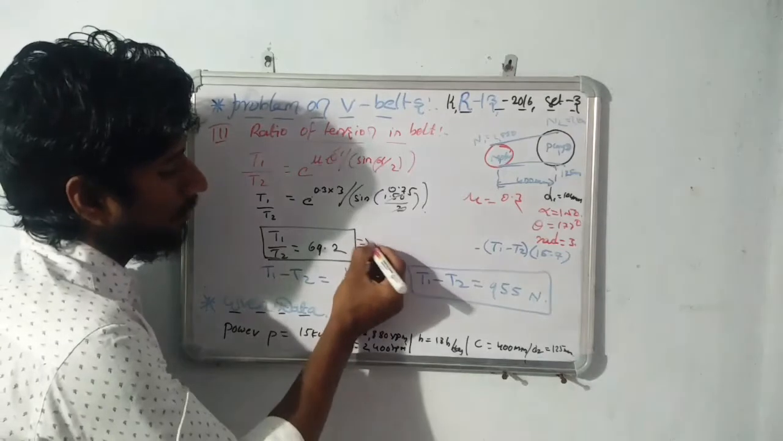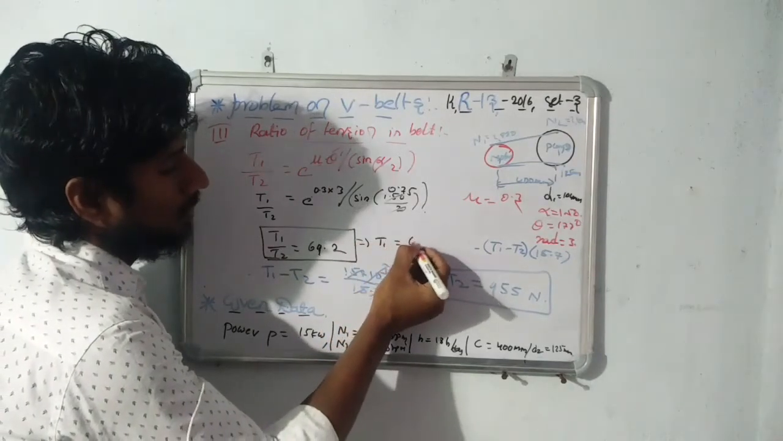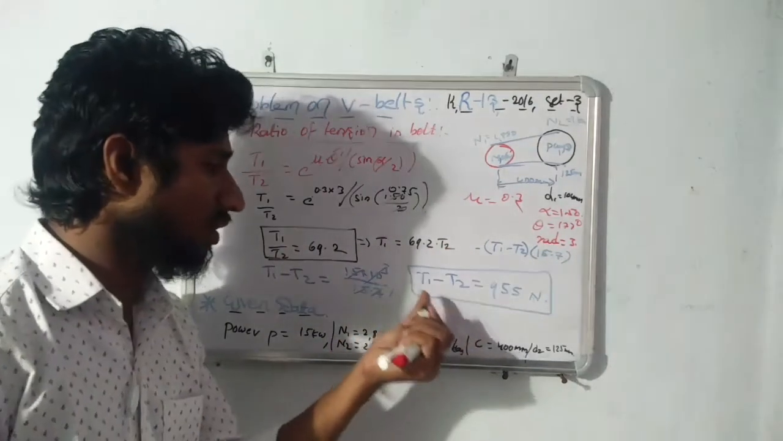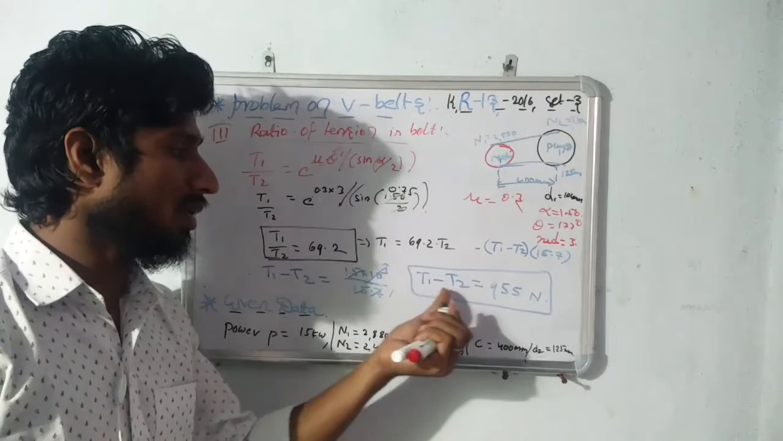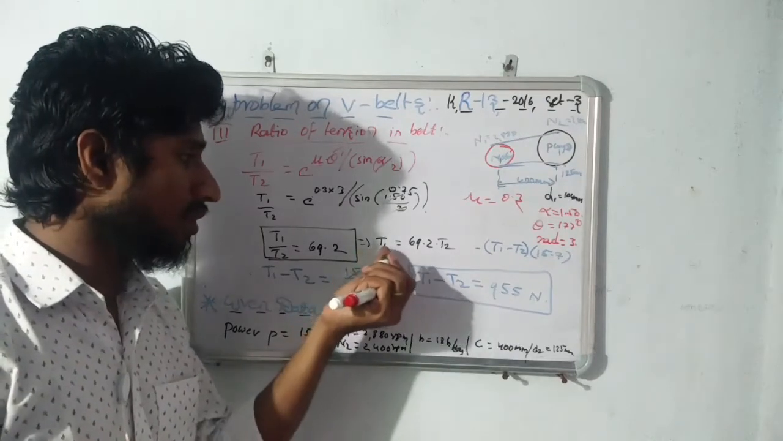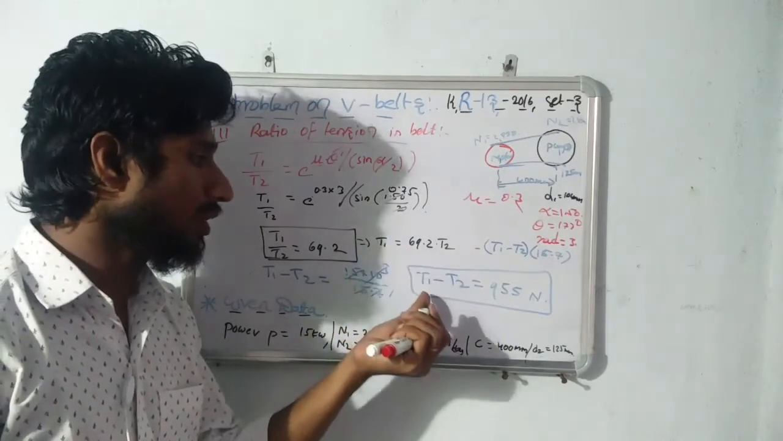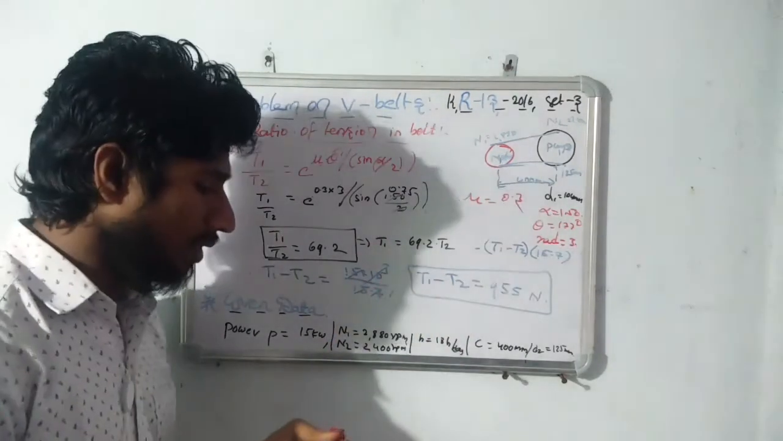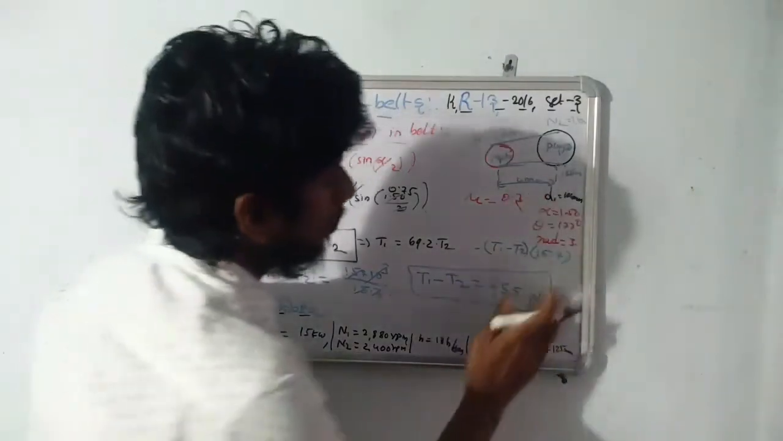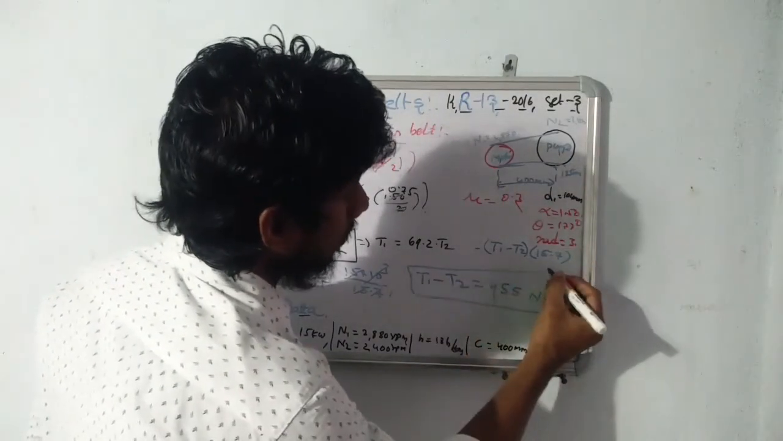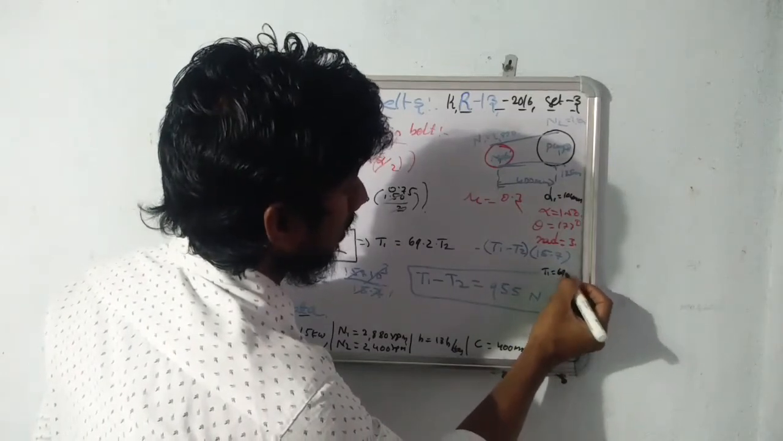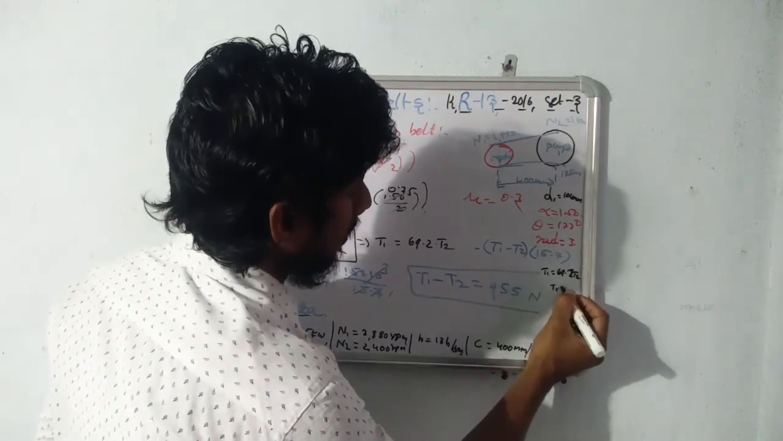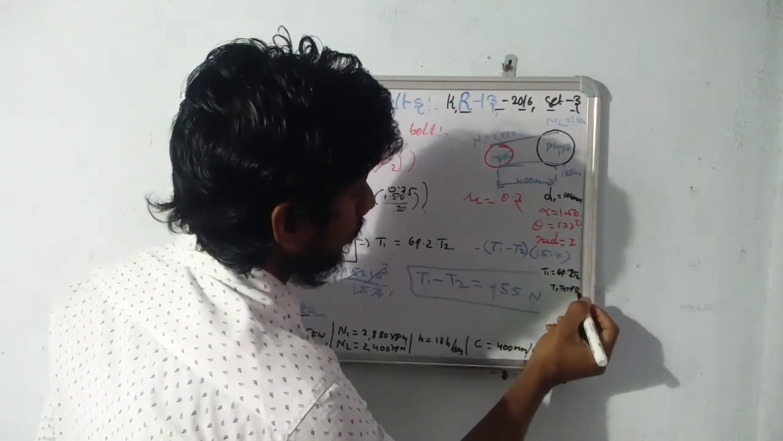With the help of this, T1 equals 69.2 into T2. In this equation, we know the difference between T1 and T2. With the help of this equation, we can find the value of T1. By substituting, we get the T1 and T2 values. Let's see that. It's better to write down the obtained values here: T1 equal to 69.2 T2, and T1 minus T2 equal to 955 newtons.